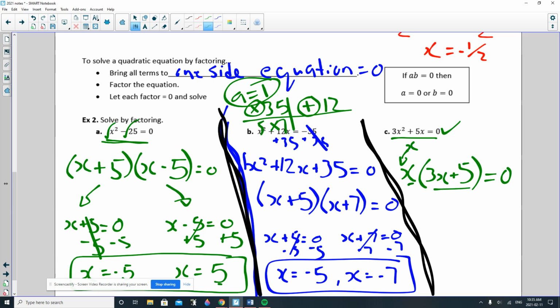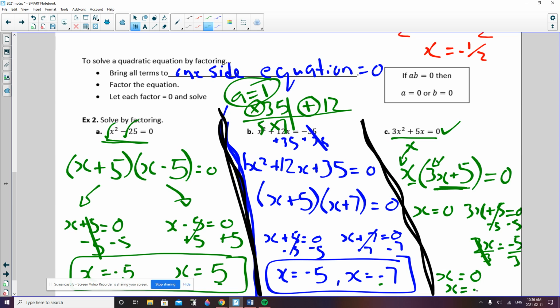So now I have 2 factors that I both need to make equal to 0 to solve. Now, this one's not as easy to say it's equal to this number. It's not just negative 5 because I have a coefficient here. So I'll make each of these equal to 0. Well, x is equal to 0. That's good, it tells us what one of those is. And then I need to go 3x plus 5 equals 0. So to solve here, I'd subtract 5 from either side. 3x is equal to negative 5. And to get x by itself, I divide by 3 on either side. So my other answer here is x is equal to negative 5/3.